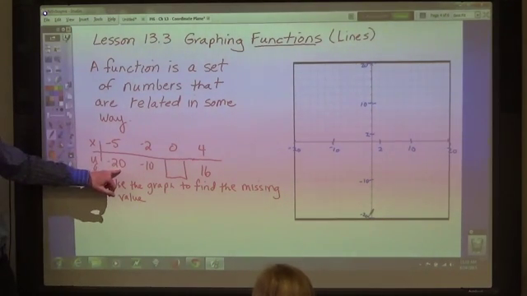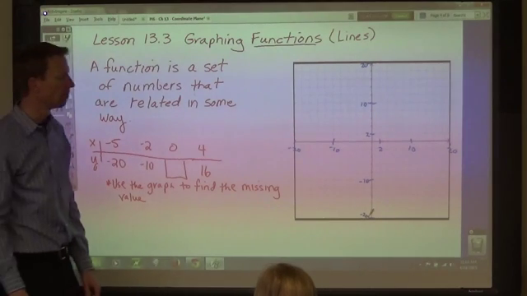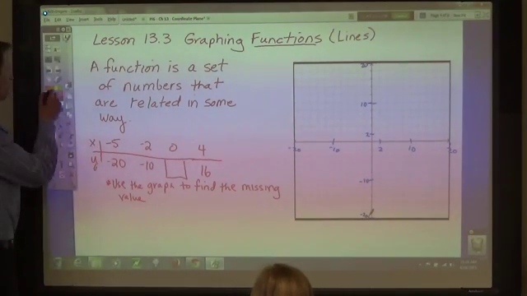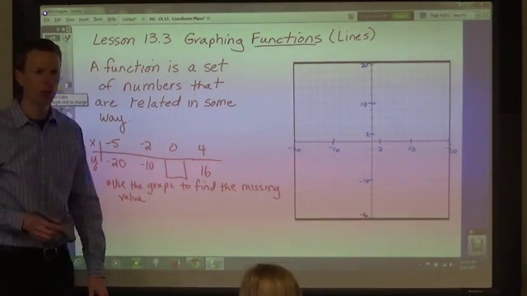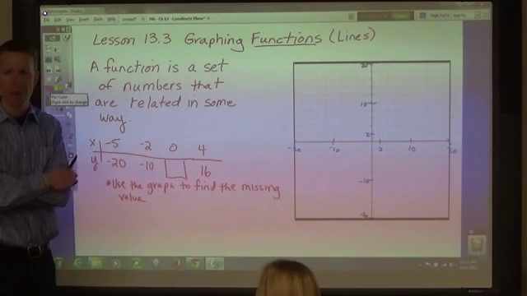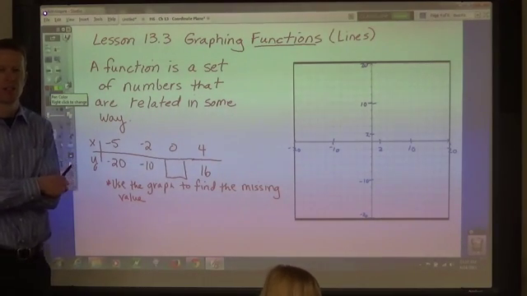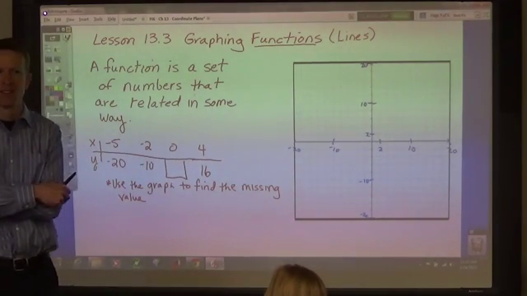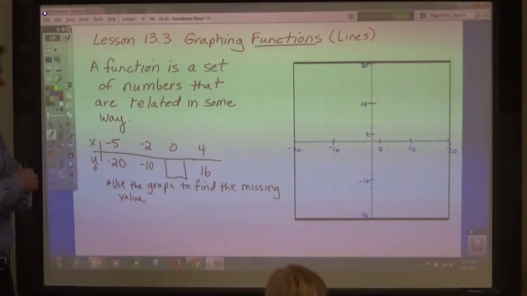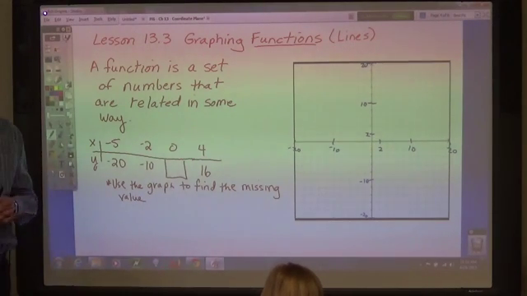So let's start with this one, -5, -20. Where would we find that point? How would we graph that point? What's the x value? -5. Not 5, -5. So how do we go -5 and then -20? Laura?